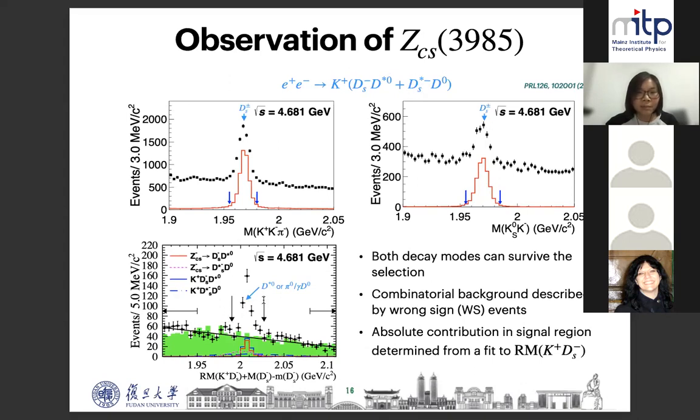And by selecting a mass window around this peak region, we can select signal events from both channels, and the combinatory background has been described by the wrong sign events, which are shown with the green histogram. The absolute contribution of this combinatory background is fixed later on in the fit to the recoil mass of kaons, and the fixed ratio is determined from the fit to this spectrum.